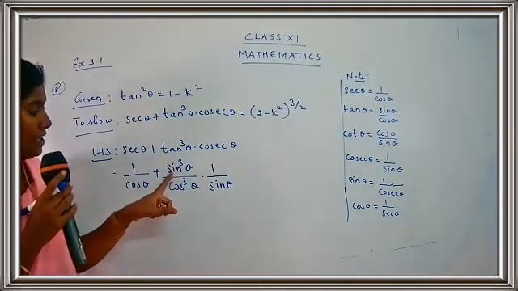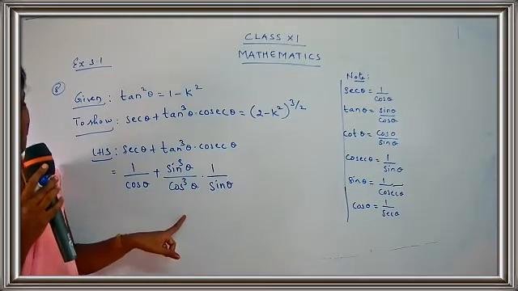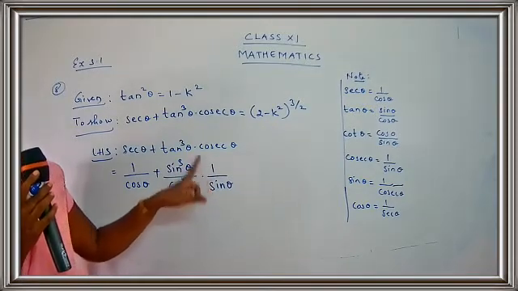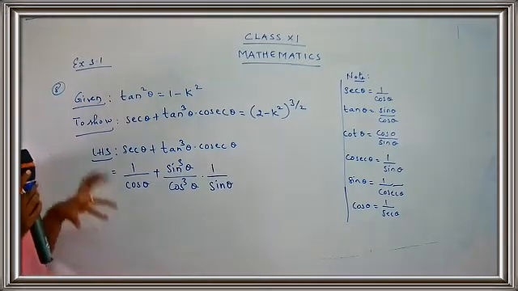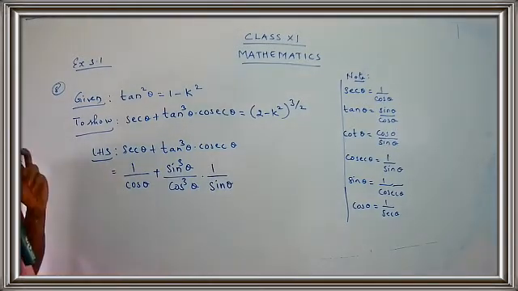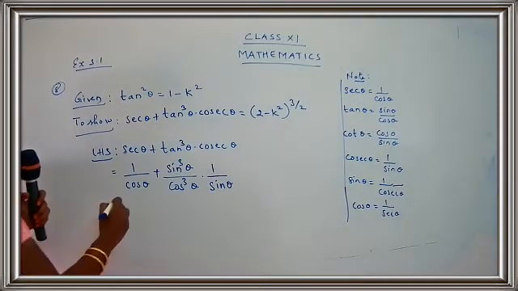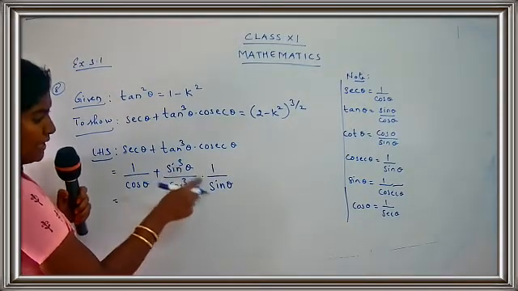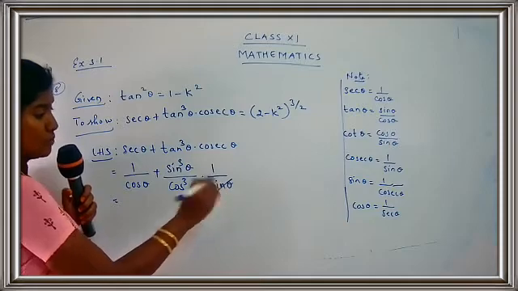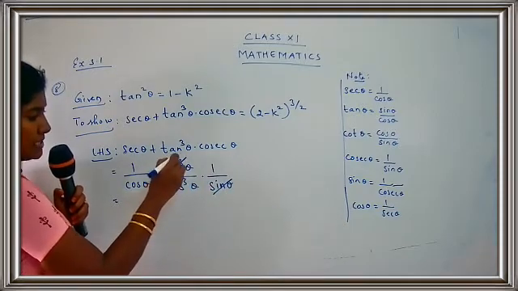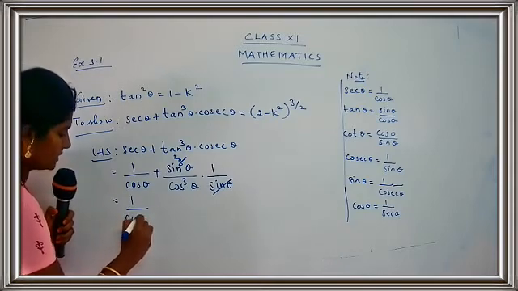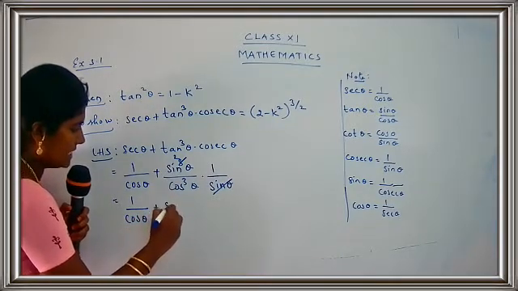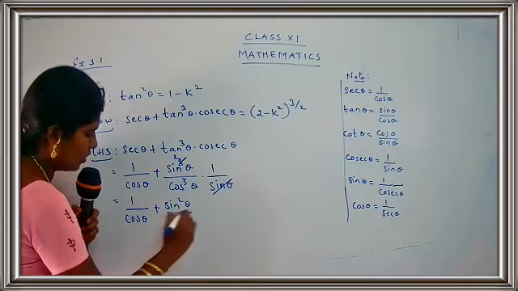So I'll be writing down here sin cube theta upon cos cube theta into 1 upon sin theta. Cosec theta is 1 upon sin theta. Getting my point? Okay. Now let's try to cancel whatever is possible. Let's try to simplify. So now here sin cube theta and here you have sin theta. So we can cancel one sin and here one sin. So what is left here? Square is left. Okay. So I'll be having 1 upon cos theta plus sin square theta upon cos cube theta.